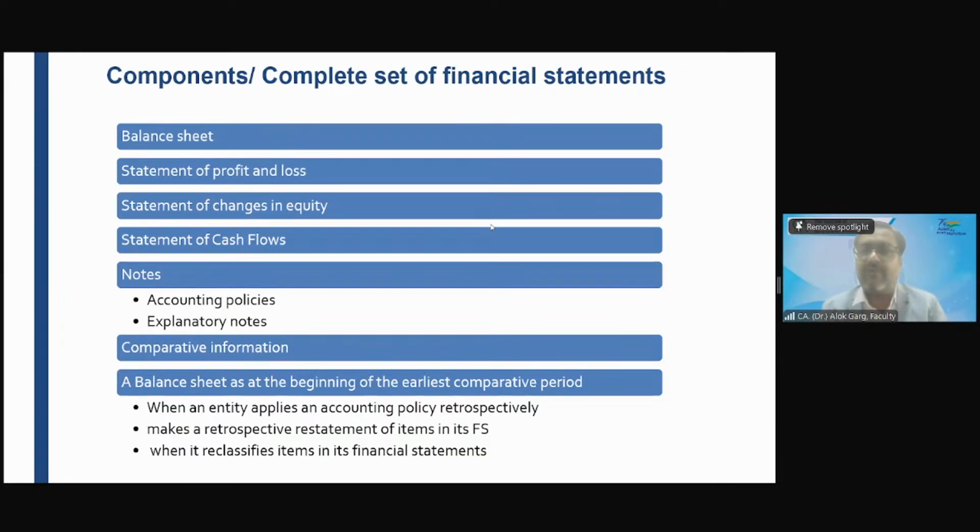So friends, always remember, if the impact of the error is material, then only disclosure of the restated balance sheet, the third balance sheet, and the other disclosures in the notes to accounts are required to be made. If the error is not material, it is not an error.